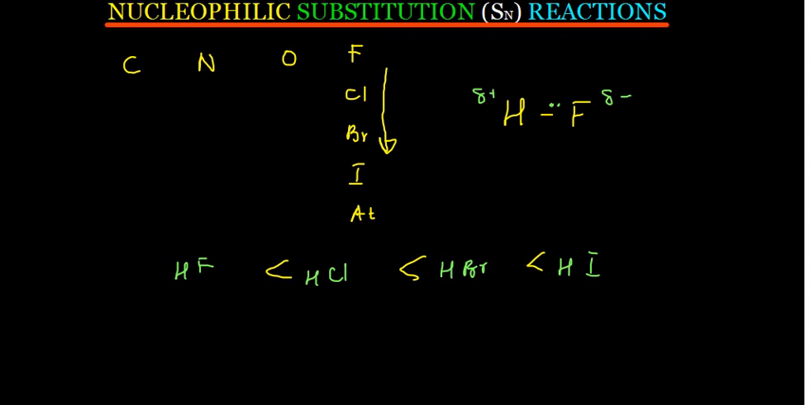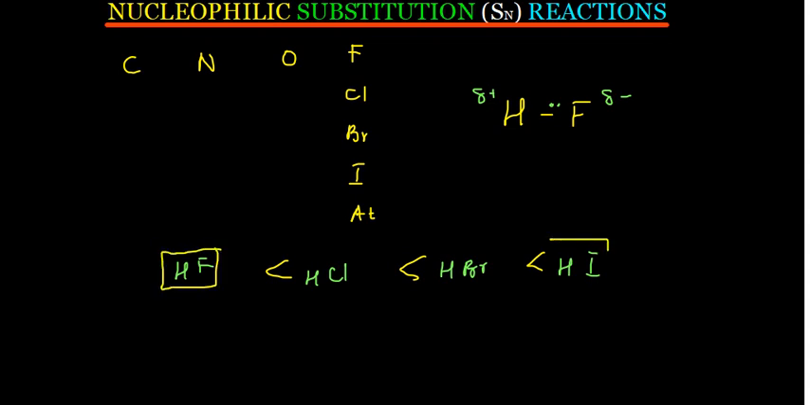Now, why is it like that? We know that fluorine itself is the most electronegative atom on the periodic table. So because of that, it means that it is strongly held to this hydrogen. The bond between hydrogen and fluorine is so strong that it is not easy to break. So the strength of an acid is proportional to how easy it is for that hydrogen to be lost. Because it is not easy to lose this hydrogen, because the bond is so strong, this is going to be a weaker acid.